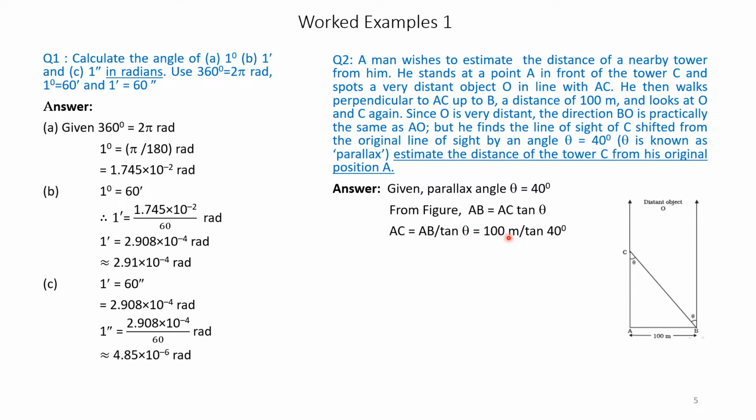That is, AB is 100 meters, so AC is equal to 100 meters divided by tan 40. Tan 40 from the table is 0.8391. That is 119 meters. The answer is the distance AC is 119 meters. That is the answer.